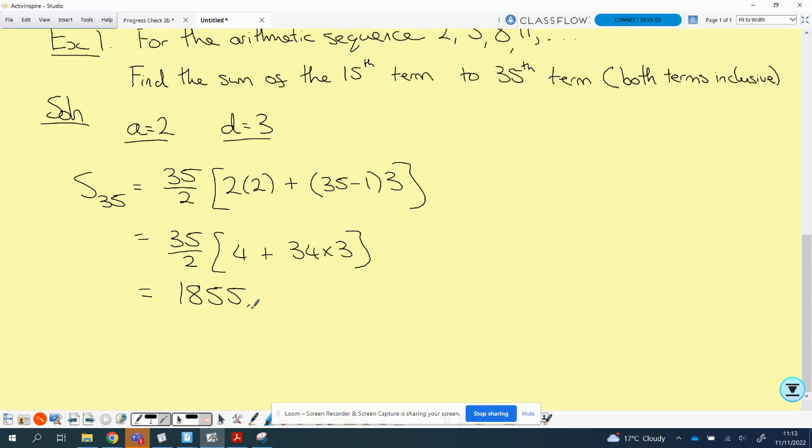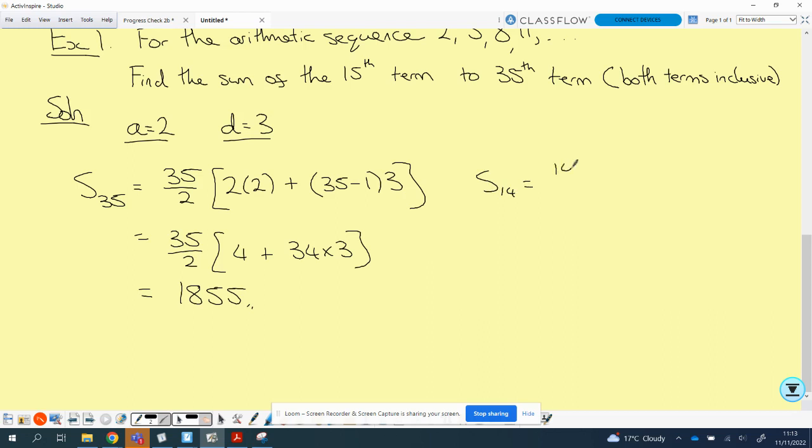However, our question asked us to find the sum of the 15th term to the 35th term. So we don't want to include every single term here. Therefore, I need to exclude the sum of the first 14 terms. They need to come off this. So I need to work out what the sum of the first 14 terms would be, again using my formula.